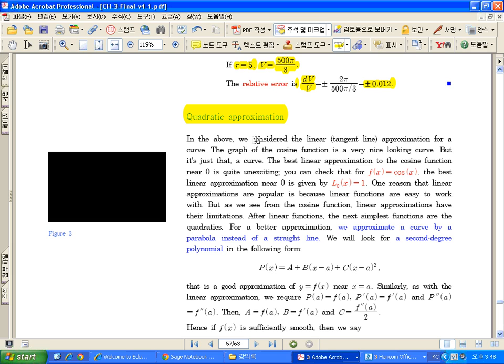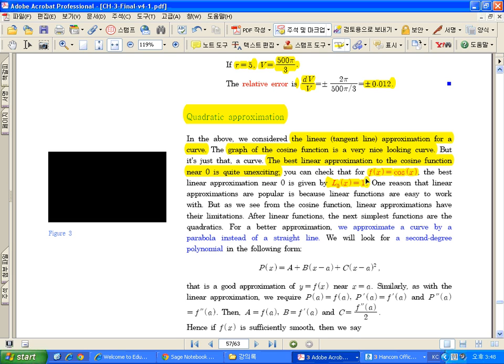In the above, we considered the linear approximation for a curve. This is a graph of a cosine function, a very nice looking curve. But the best linear approximation for the cosine function near 0 is quite unexciting. What is the tangent line of the cosine function when x is equal to 0? That is just a horizontal line, L of x is equal to 1.